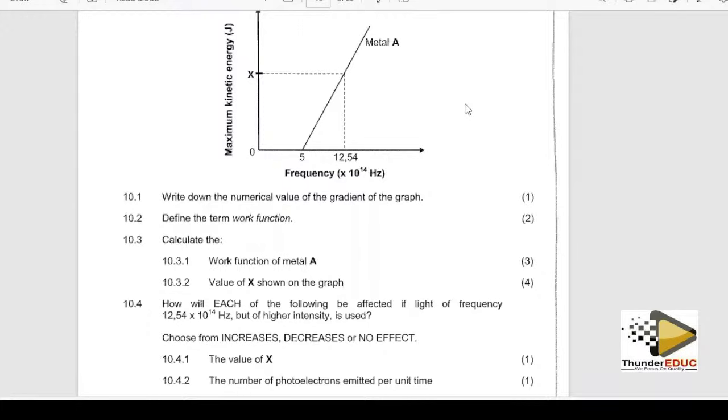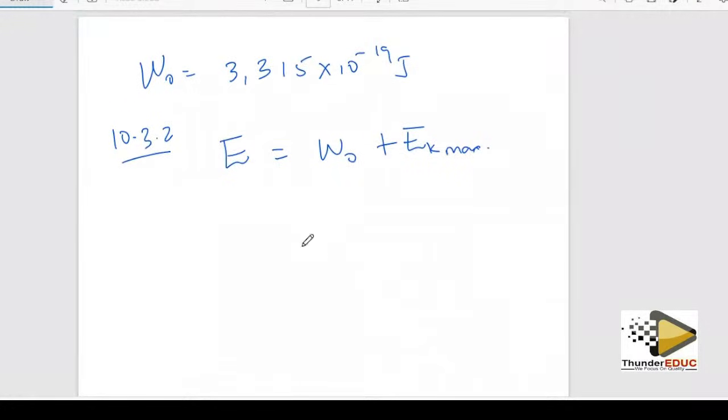Okay, so guys, we're done with, oh, we're not done. They told us the work function, okay? So we got the work function as 3.315 times 10 to the negative 19 joules. We know that our E is going to be h multiplied by the frequency, which is equal to the work function plus the EK max.